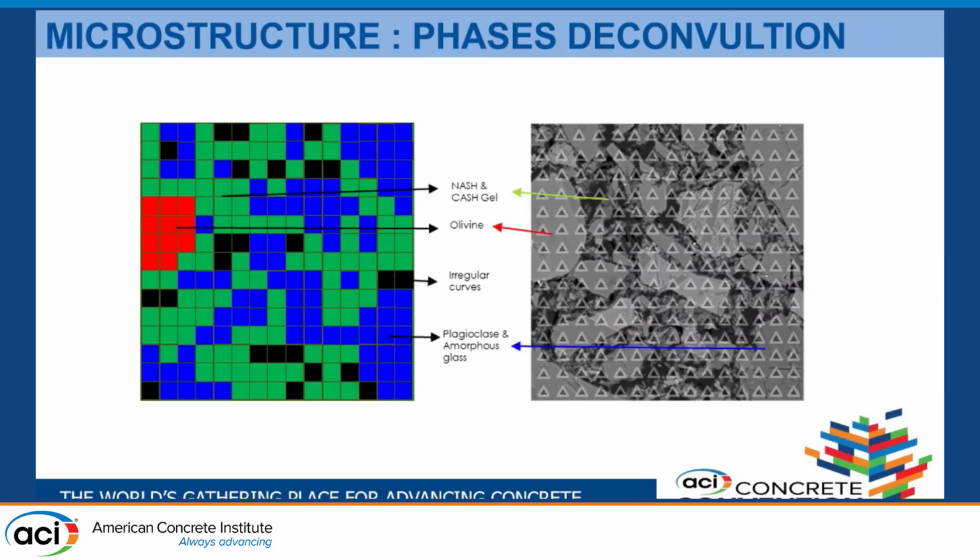So this shows the microstructure phases deconvolution, like how the microstructure results in the phases when indented upon. All of these small boxes from the top left corner to the bottom right corner show all those indents which have been performed on the specific area of the microstructure of the geopolymer. As you can see, the deconvolution shows that the red area corresponds to the olivine, which is the hardest material within all of this microstructure. The green area represents NASH and CASH, and the blue area represents the plagioclase and the amorphous glass.